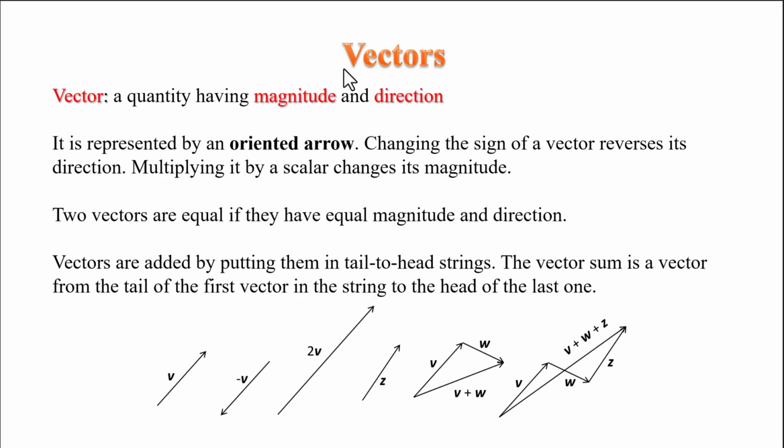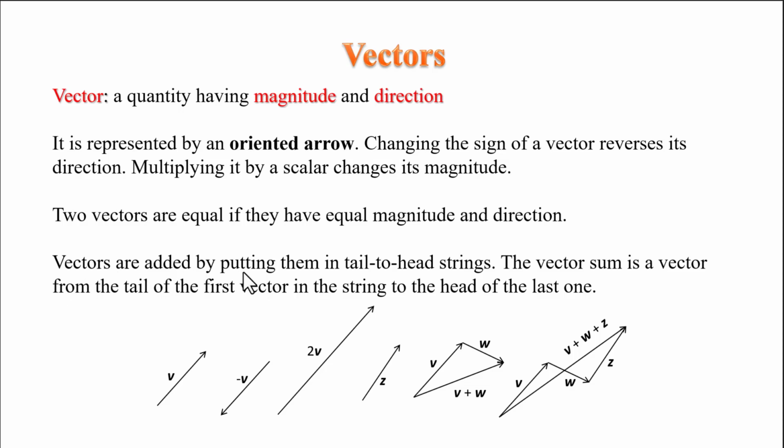So let us start with the concept of vectors. A vector is a quantity that has magnitude and direction. A vector is often represented by an oriented arrow. Changing the sign of a vector reverses its direction. Multiplying a vector by a scalar changes its magnitude, changes its length. 2 vectors are equal only if they have equal magnitude and a parallel direction.